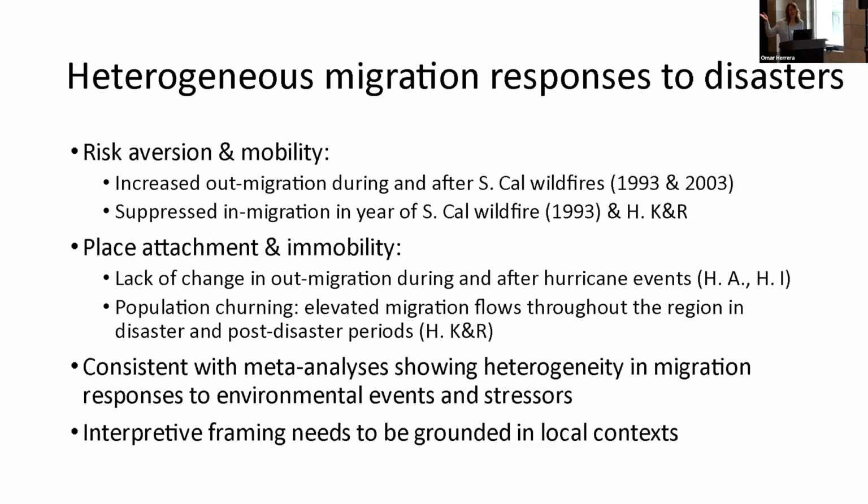So we find support for risk aversion and mobility, place attachment and immobility, also this population churning, which I would consider to be more like place attachment than risk aversion. And so when I step away from these results and think about whether we're really seeing risk aversion or place attachment playing out here, I think a lot about what we've heard in some of the conversations and the effect of the national context or a more broadly local context, where in the case of Southern California, you have a very tight housing market.